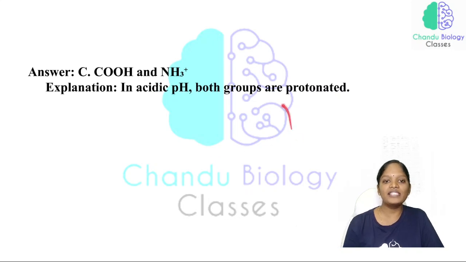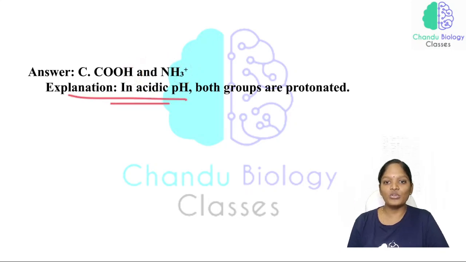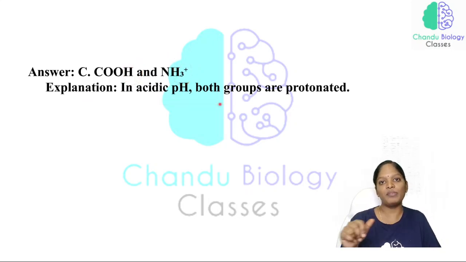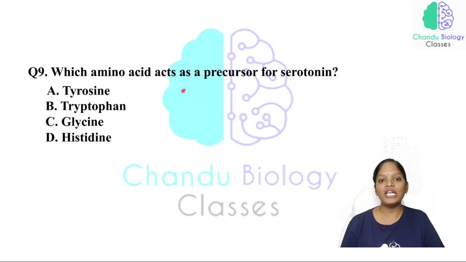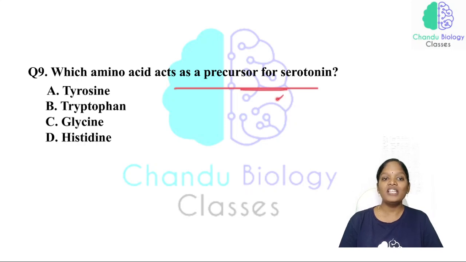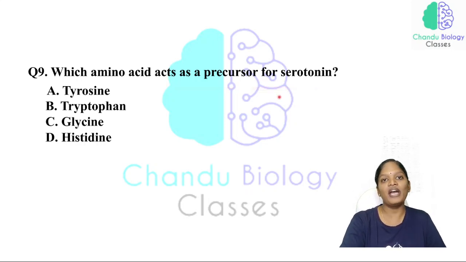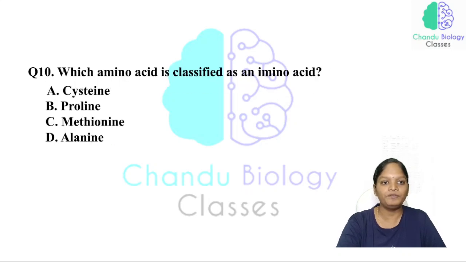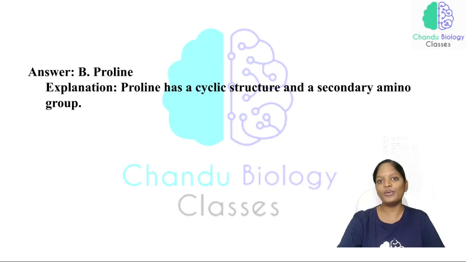So accepting a proton will give NH3+, but they are not donating a proton. This is very, very important. That's why I explained the titration curve of alanine to you. Just go through it. And which amino acid acts as a precursor of serotonin? You have to study that precursor chart; that will be tryptophan. And the amino group present in proline is always the imino group.